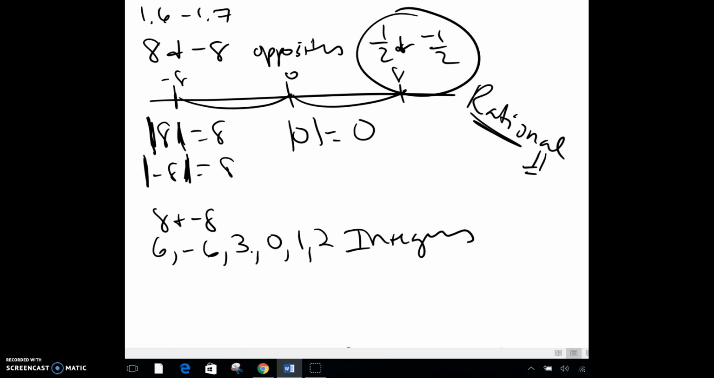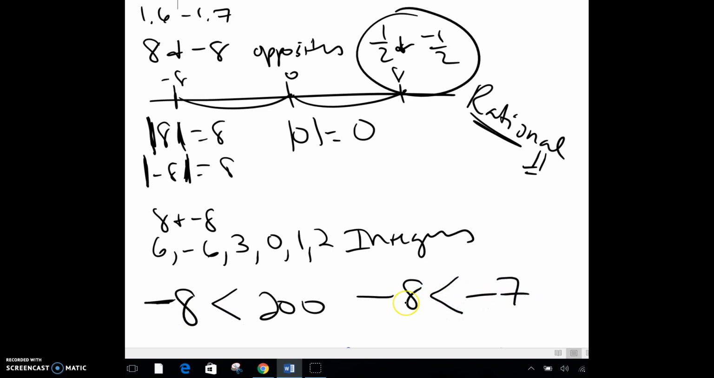Maybe ordering things like negative 8 and maybe like 200. I'd rather have $200 than a negative 8. If I had negative 8 and negative 7, I'd rather be $7 in debt than $8 in debt. And if you graph it on a number line, here's 0, negative 7. The more you go to the left, the more negative you get.